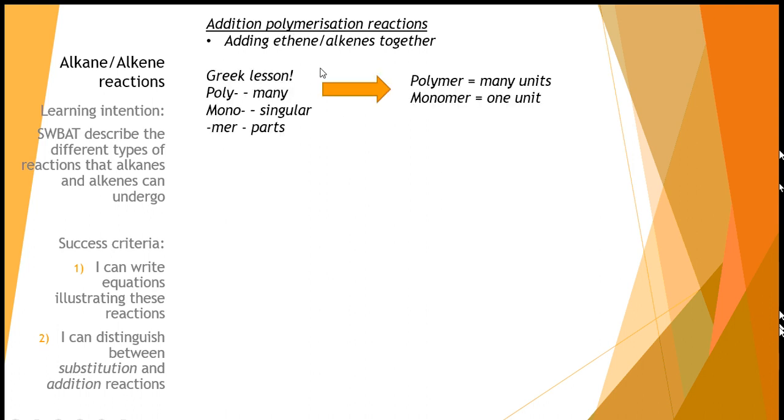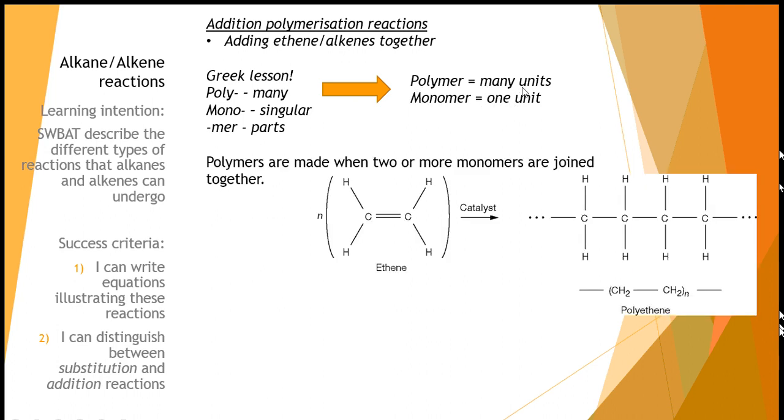And this polymerization comes from the Greek. Poly, many. A polygon has many sides. Mono means singular in the Greek. And mono, like monopoly, or to do a mono on your bike, means one. And the suffix mer means parts. So you put them together, polymer is many units, monomer is one unit. So you get multiple monomers and you add them to make a polymer.